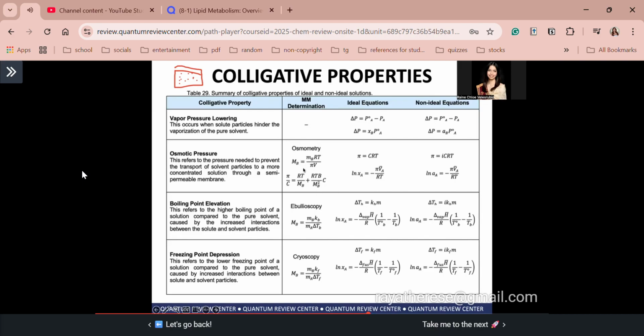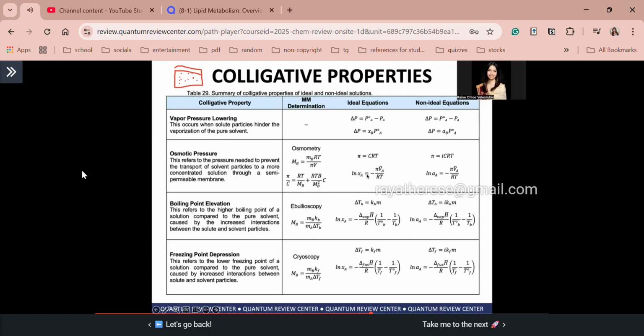The molar mass of B is equal to the mass of B times RT divided by pi V. Okay. So the ideal equation is pi is equal to CRT. Okay. Pi again is your osmotic pressure, C concentration. And ln XA is equal to negative pi VA over RT. Okay. Next we have what we call boiling point elevation. When we say boiling point elevation, guys, so imagine you guys, meron kang solvent, meron siyang certain boiling point.